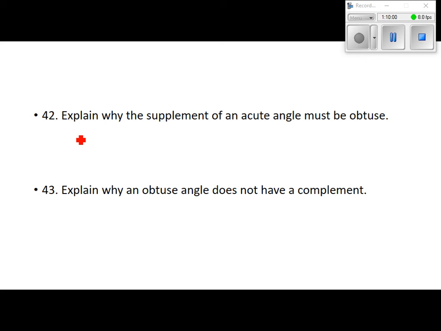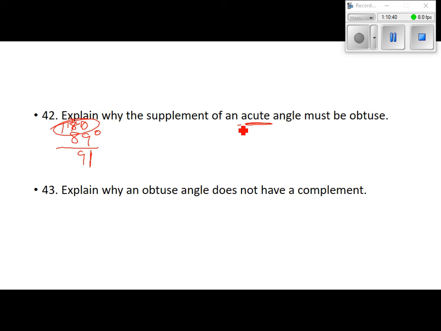Explain why the supplement of an acute angle must be obtuse. The biggest acute angle we can get is like 90, or I'm sorry, 89.9999, we'll just use 89. Well, if I subtract that from 180 every time, I'm going to get an angle that's 91 or bigger. And that's always going to be an obtuse angle. The reason is, to add up to 180, if you have an acute angle, the other angle has to be more than 90.